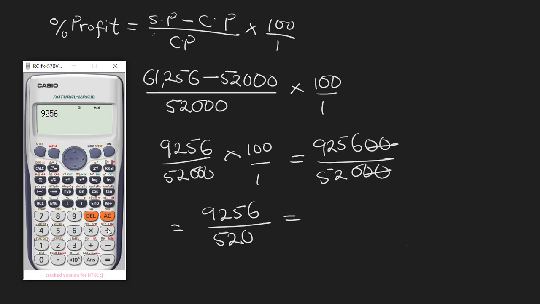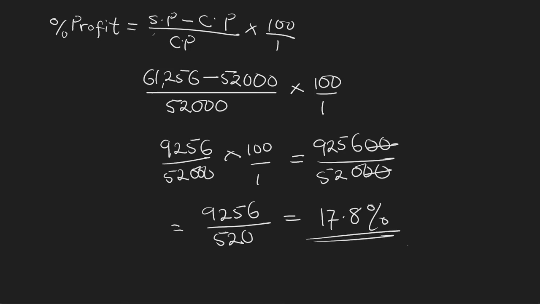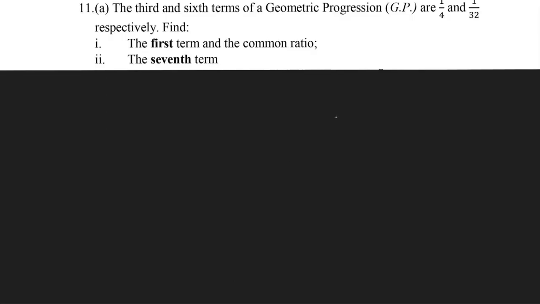9256 divided by 520 is equal to 17.8%. So this is the percentage profit of the entire sales if she throws 5 kg away. So there's the answer. Let's go to the next question.